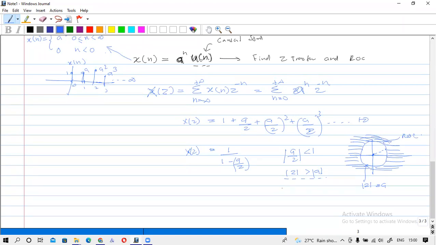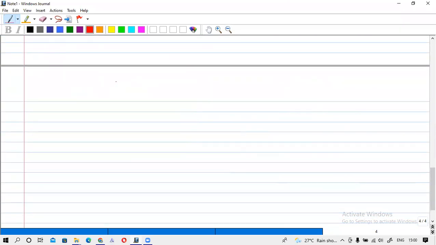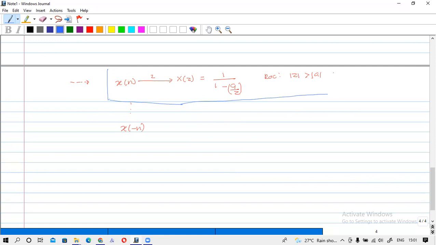So if I summarize the result, we have x[n], and if we get the z transform, we have X(z) equal to 1 / (1 - a z^-1), and the ROC will be magnitude of z greater than magnitude of a. So this is the result, and this is the given data. Now we are asked to find x[-n].